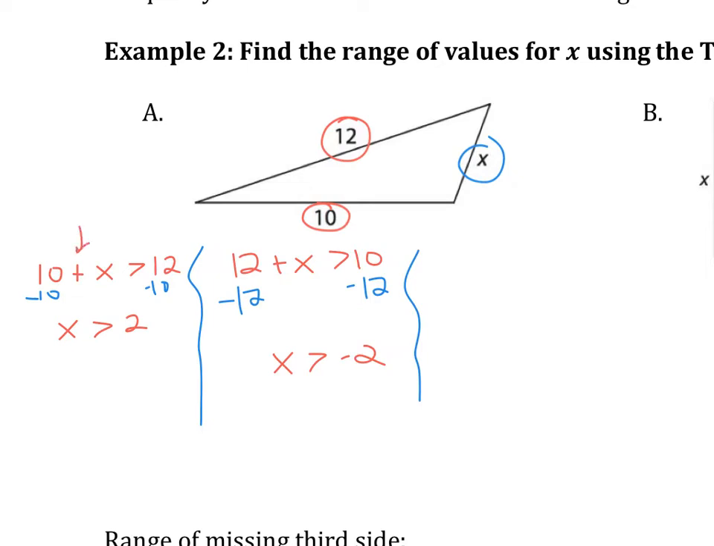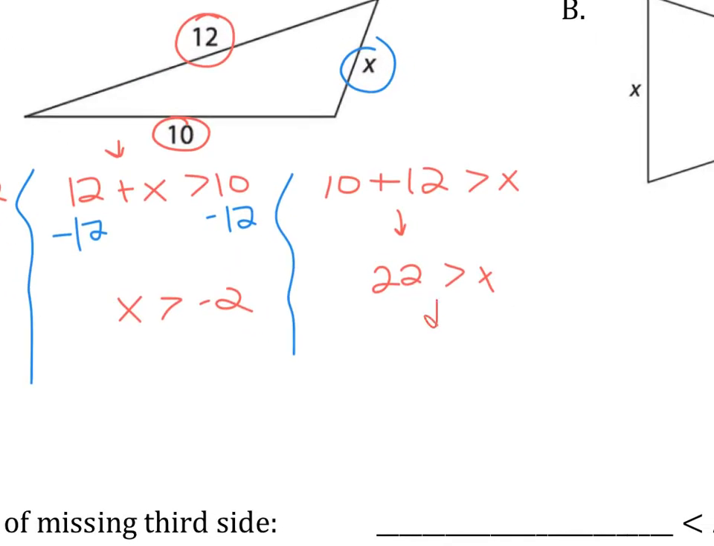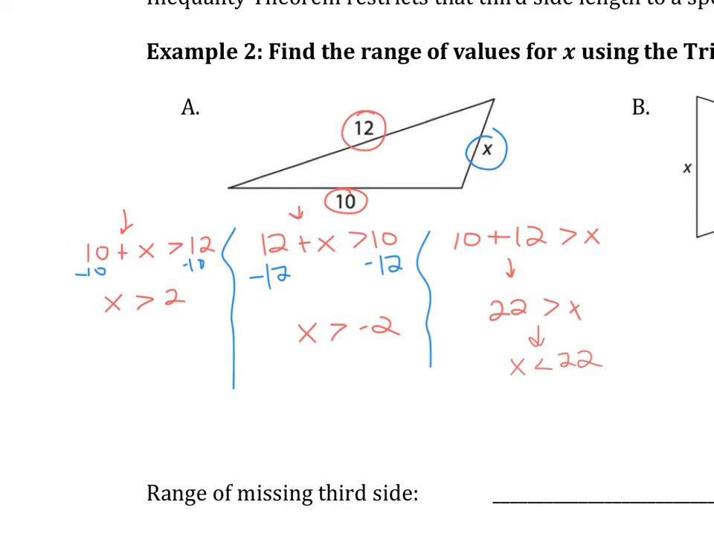So we've got 10 and x, 12 and x. Now we need 10 and 12. So 10 plus 12 has to be greater than x. And so if we just combine the left side here, that would give us 22 has to be greater than x. Or we could rewrite this as x has to be less than 22. I'm just flipping around my entire inequality. And so again, in this middle, x is greater than -2. Wouldn't make any sense to have a negative side value. I can't say it's -1 centimeter long. So that's one we're not going to worry about because it doesn't really make sense.